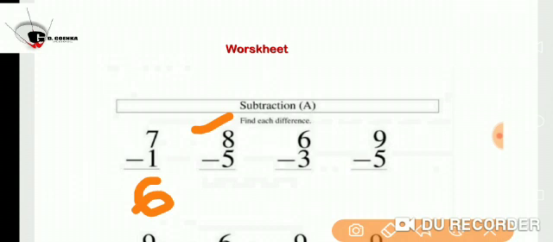Then 8 minus 5. 8 is the bigger number. We will keep it in our mind and 5 on our fingers. And we will count backward from 8. Come on, say with me. 8, 7, 6, 5, 4, 3. So 8 minus 5 is equal to 3.